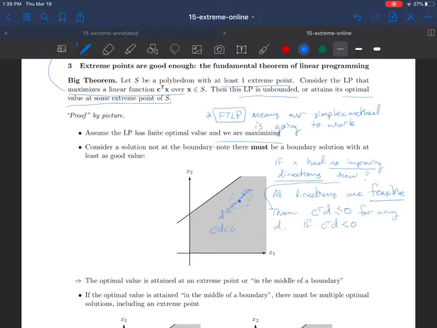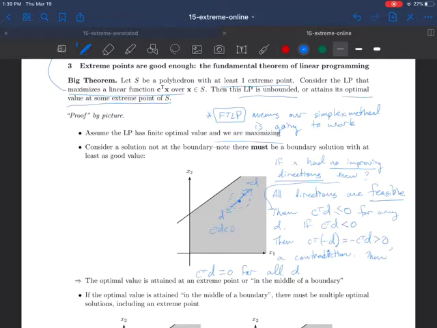Well, what direction is this? This direction, and the exact opposite is minus d. And then c transpose of minus d equals minus c transpose d, which is positive, which means we do have an improving direction, which would contradict. That's a contradiction. Okay, so then, right, because we said there's no improving directions, then c transpose d must equal 0 for all d.